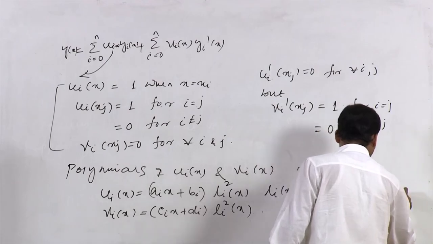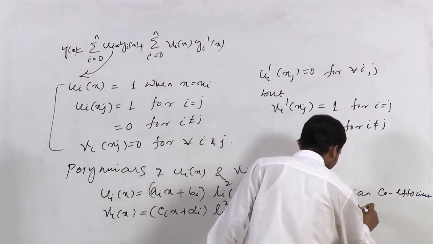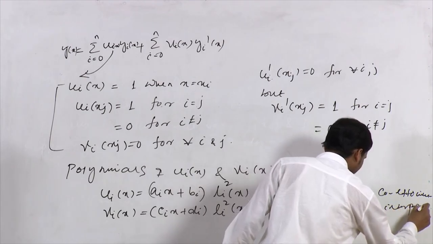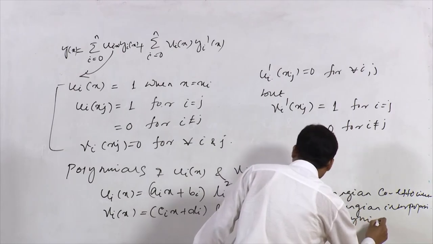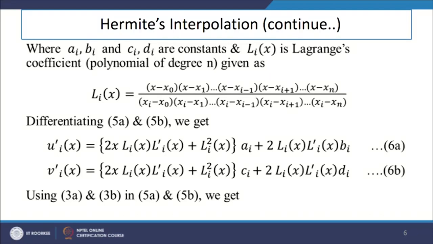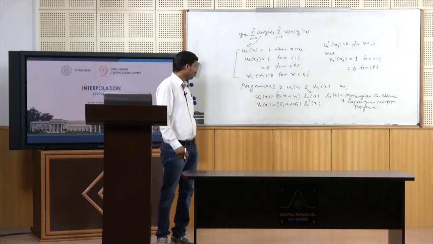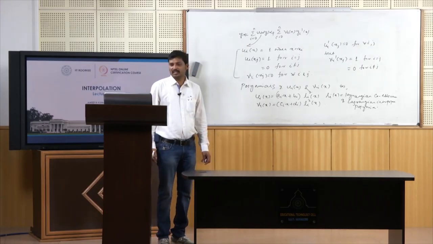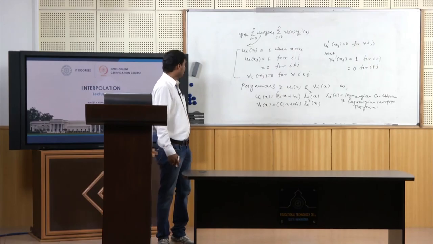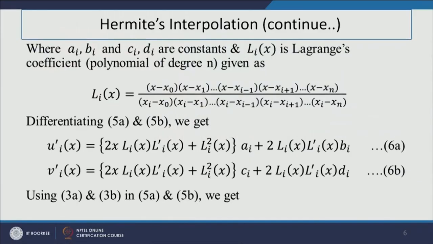And similarly, since we are considering Li x as the Lagrangian coefficient of the Lagrangian interpolating polynomial, this Li x can be expressed in the form of x minus x0, x minus x1 to x minus x i minus 1 into x minus x i plus 1 up to x minus xn, divided by xi minus x0, xi minus x1 up to xi minus xn. Using this Lagrangian interpolating polynomial, we can determine the coefficients Ai, Bi, Ci, Di from the polynomials Uix and Vix.